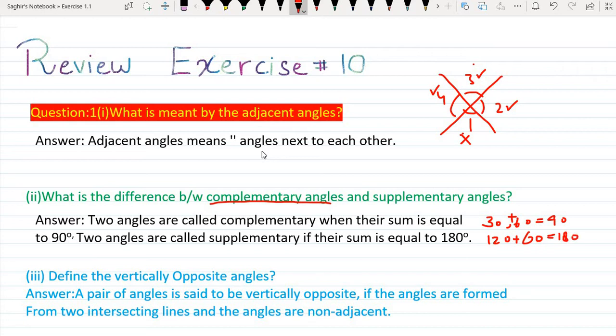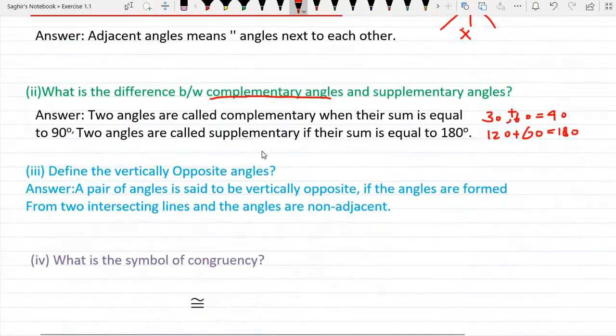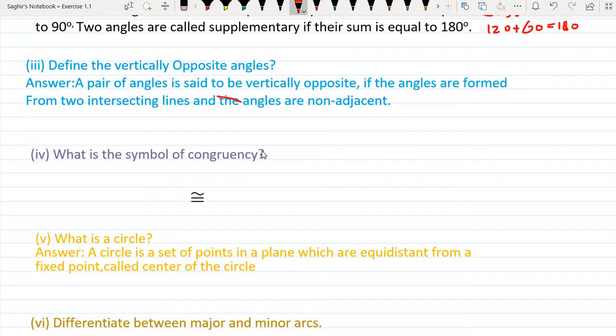Now define vertically opposite angles. A pair of angles is said to be vertically opposite if the angles are formed from two intersecting lines and the angles are not adjacent. For example, again I look here. These two lines are intersecting, cutting at a point, then angle 1 and angle 2 are called vertical angles. Angle 3 and 4 are called vertical angles. Vertically opposite: 1 and 2 are opposite, 3 and 4 are opposite.